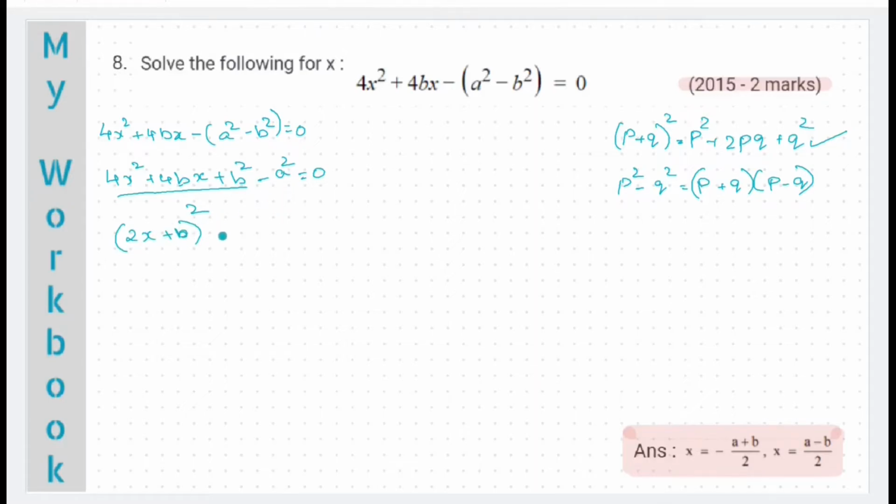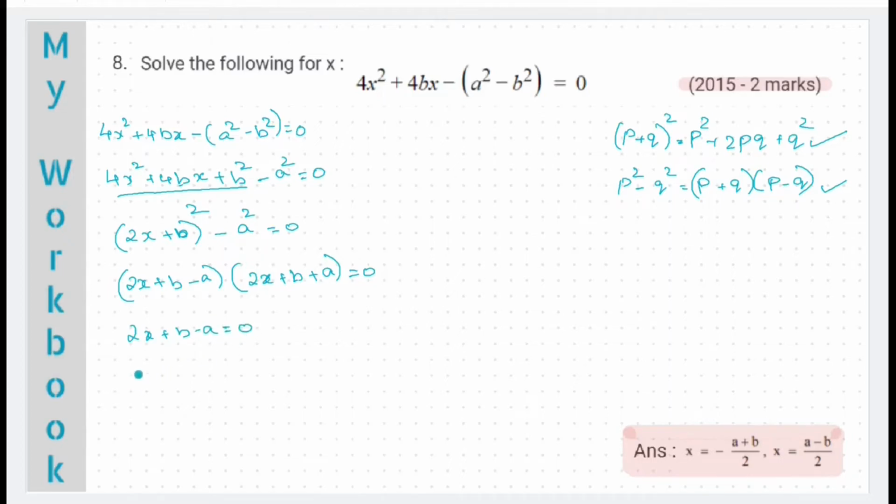Okay, and then we are left with minus a square. Now if you see this, (2x + b) the whole square minus a square is similar to the second identity, p square minus q square. So we can write it as a product of two factors, (2x + b - a) into (2x + b + a) equal to 0, since minus of minus a would become plus a. So there are two factors, we can equate each of them to 0.